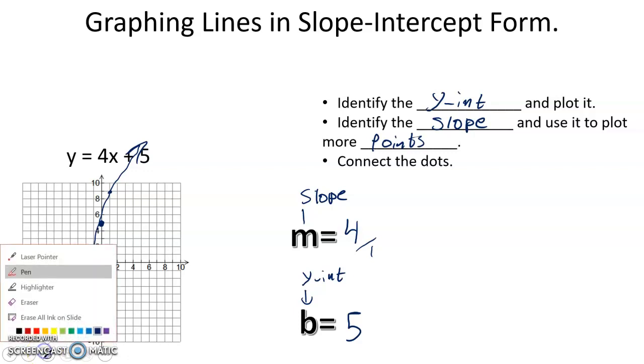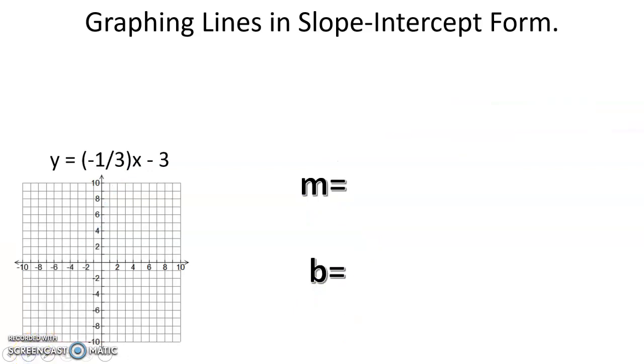Okay. So if we do the same thing for this one, identify my y-intercept, b, that's going to be negative 3.